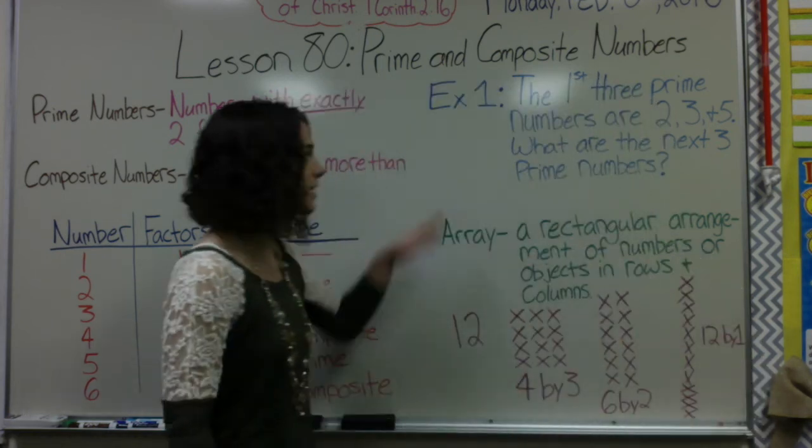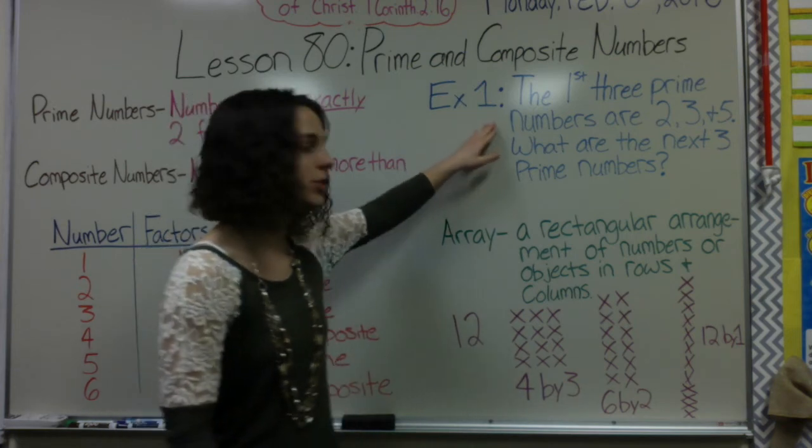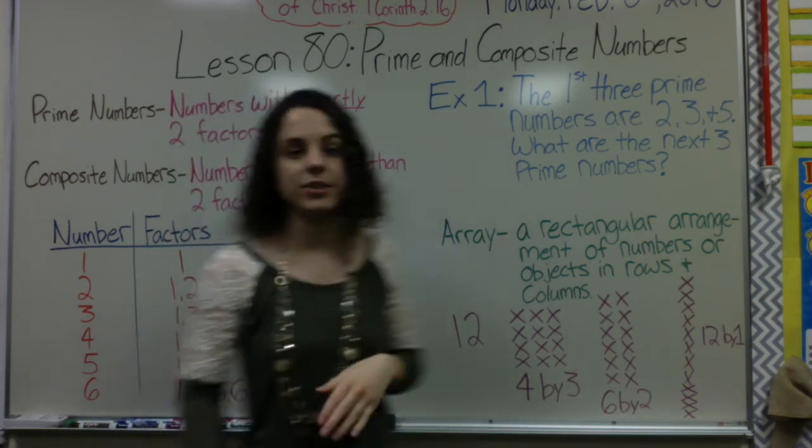So we're going to look at example 1. It says the first 3 prime numbers are 1, 2, and 5, given to you on the table.